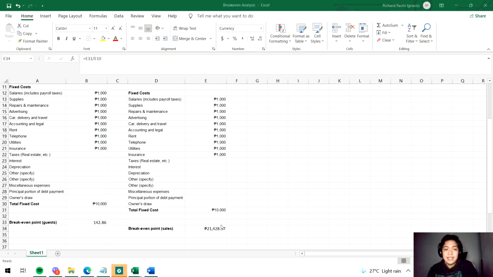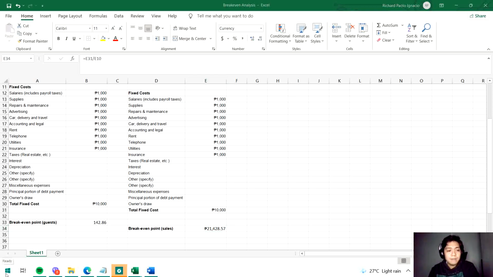21,428.57. So ito yung ibig sabihin, kailangan kikita tayo ng 21,428.57 pesos para makapag-break even tayo, para matubunan natin ang ating operating cost, which is yung fixed cost at yung variable cost natin.